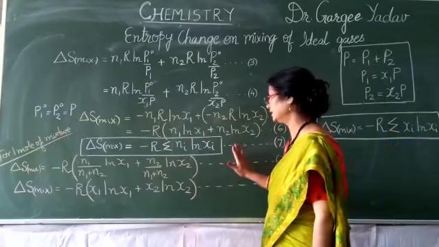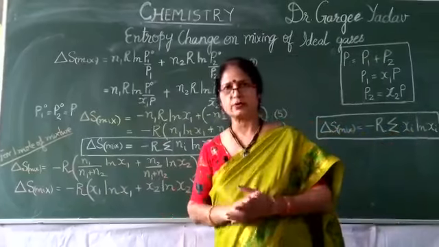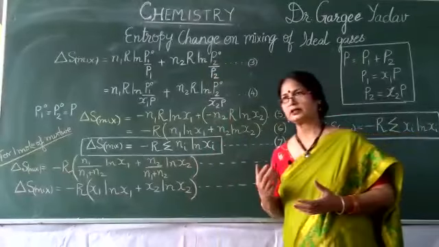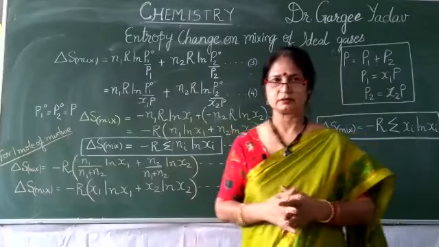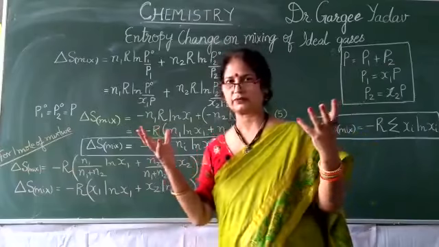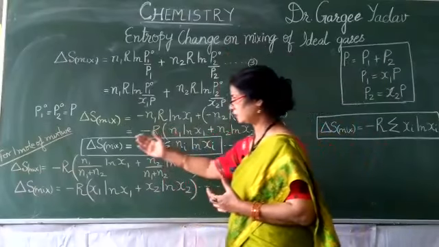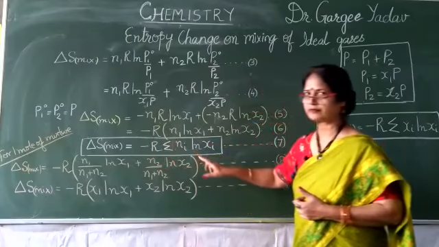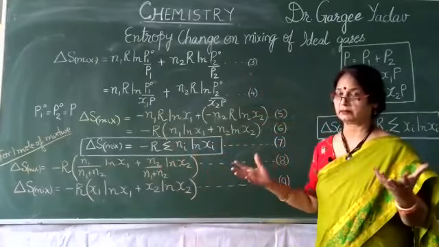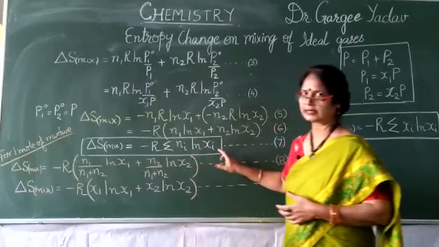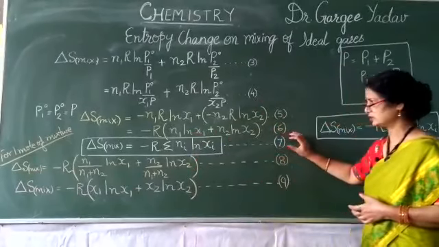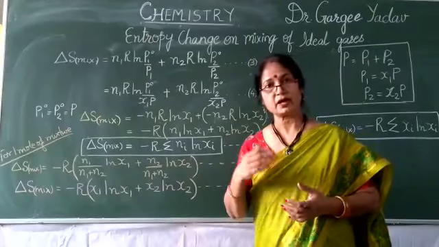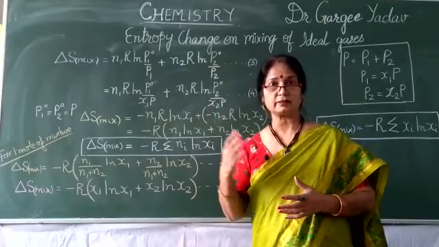Here we are taking only two gases, gas number 1 and gas number 2, with N1 moles and N2 moles. Suppose we are taking I number of gases, not only two. In that case, the entropy change on mixing can be generalized in this way: minus R summation of the moles of all I gases into log natural xi. So we have equation number 7, and this is a general equation for entropy change on mixing of I number of gases.